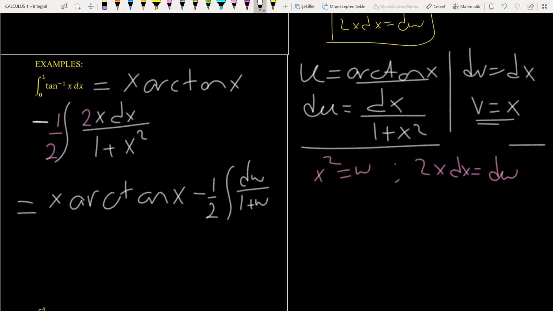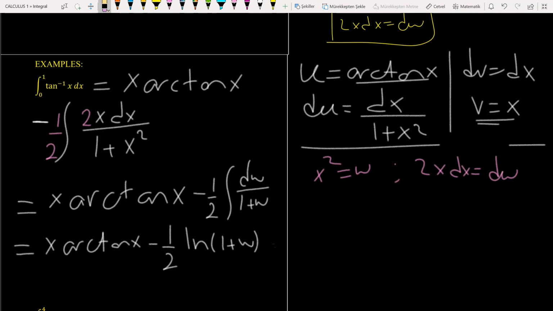Let me first integrate the indefinite integral, then continue: dw over 1 plus w. Then we have x arctangent x minus 1 over 2 ln 1 plus w plus c, of course, plus c. So as you see, I ignored the boundaries of integration. If you wish, you can now use these boundaries.